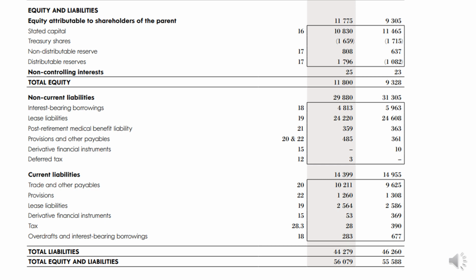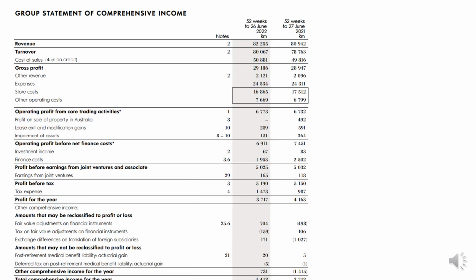When we look at the statement of financial position, which is also the balance sheet, we are looking at trade and other payables, which will represent my creditors control. We have 10,211 there, and we have a 9,625. So the one on the right-hand side is the beginning of the year, the 9,625, and the 10,211 is at the end of the year. We are going to add these two amounts and divide it by 2 to get the average.